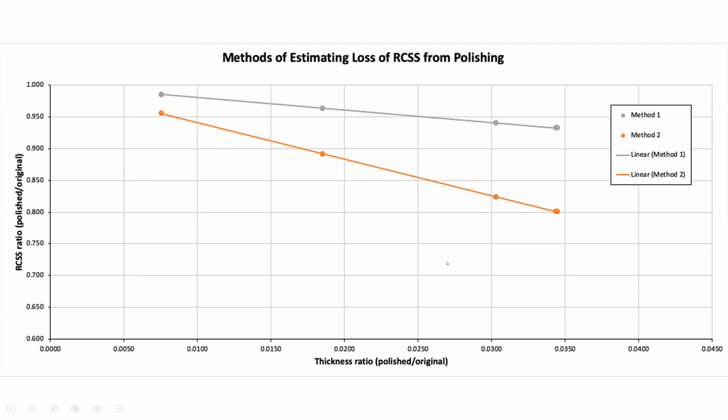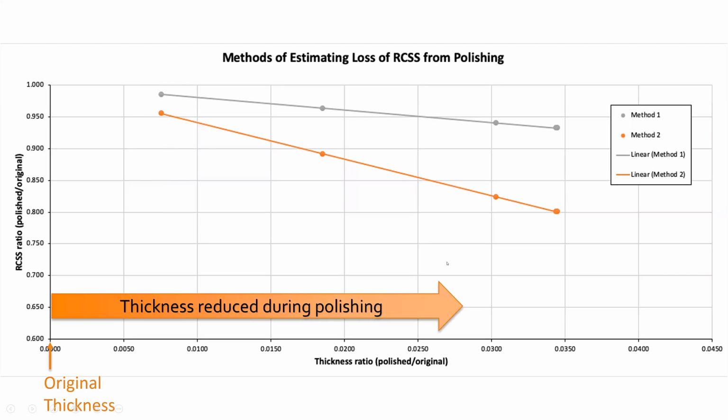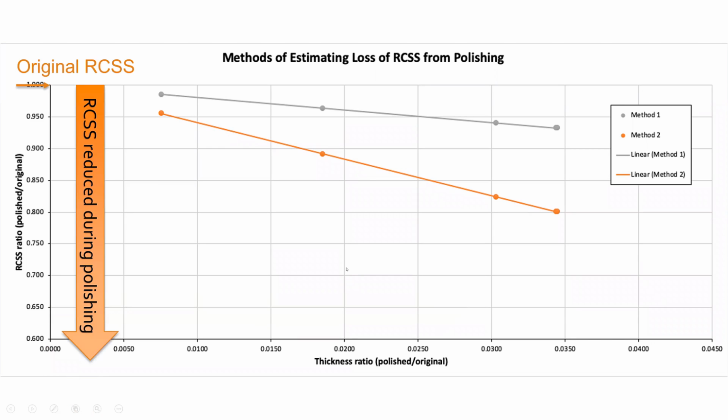So just let me orient you to this particular graph. Along the x-axis, over on the far left, this is the original thickness, and as we move to the left, we're reducing the thickness during polishing. It's just a ratio, polished over original. And on the y-axis, we have the corresponding measured RCSS. So at the top was the original RCSS, and then we see that ratio of RCSS reducing as we go down.